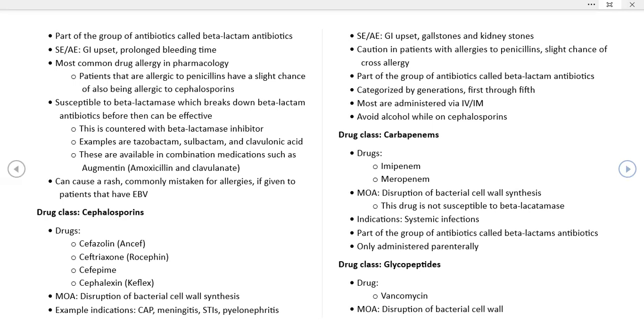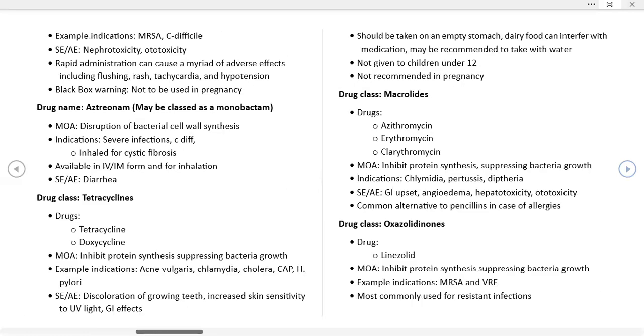Moving on, we have the glycopeptides. That's going to be vancomycin. Again, same mechanism of action. And this is used for some resistant infections such as MRSA. It's also used for C. diff. Vancomycin is very well known to cause nephrotoxicity and ototoxicity. Those are favorite test questions that I've seen in different test banks. So definitely make sure you commit that to memory. There is also something called red man syndrome.